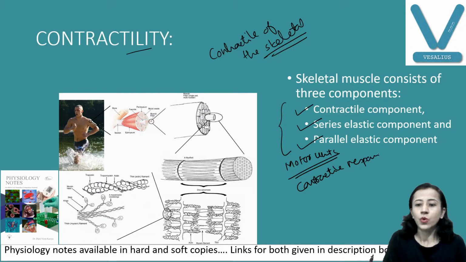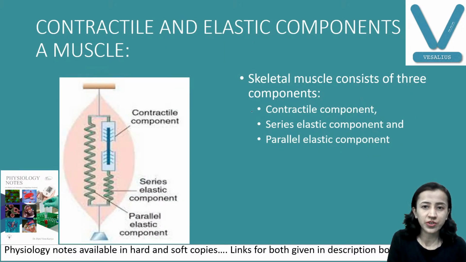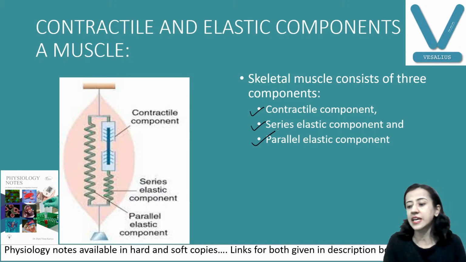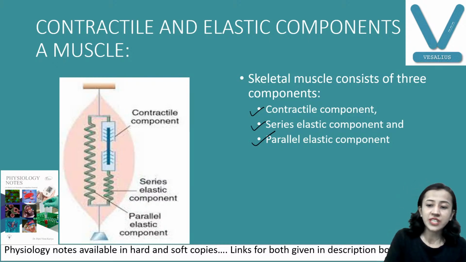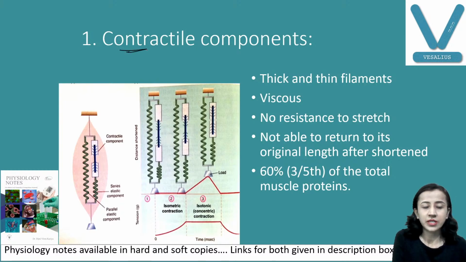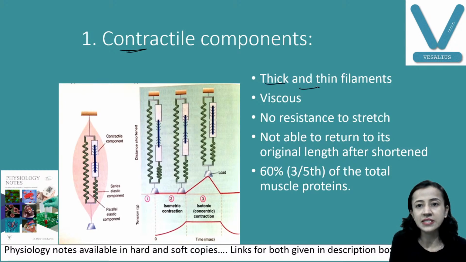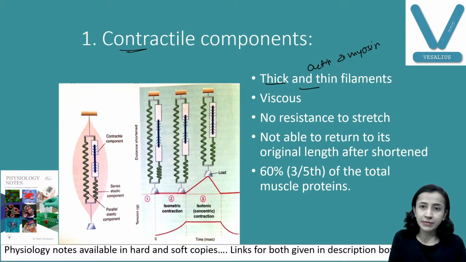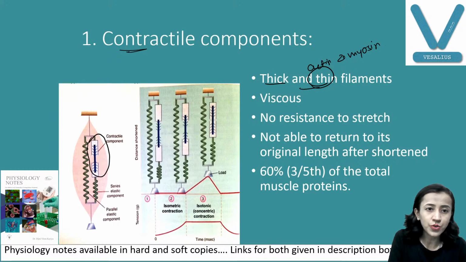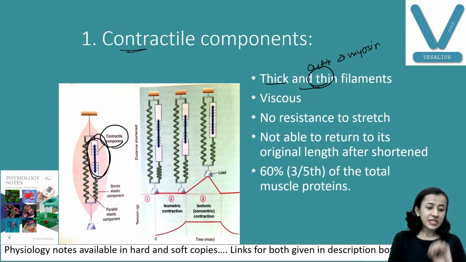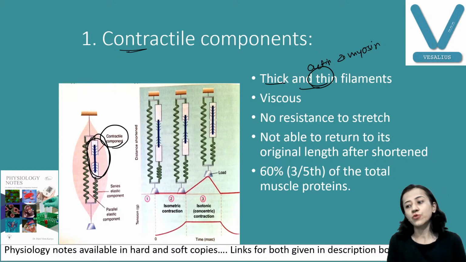Now, starting with these three components: contractile component, series elastic component and parallel elastic component. Starting with the first, the contractile component. Which are these in easy language? Contractile components are your actin and myosin filaments. Actin filaments are thin filaments and myosin are thick. If you see this diagram, you can easily get the idea about the contractile component. This word will come many times, so remember: your actin and myosin filaments.